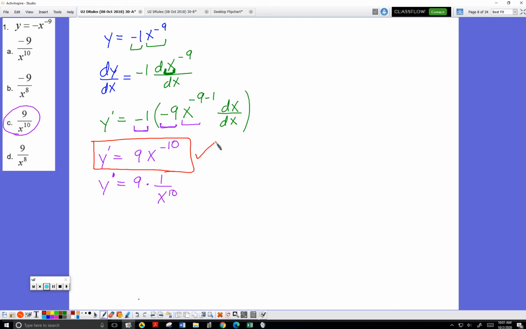Next, please. Would you use the quotient rule for this problem? Absolutely. So you could have started by saying y equals.